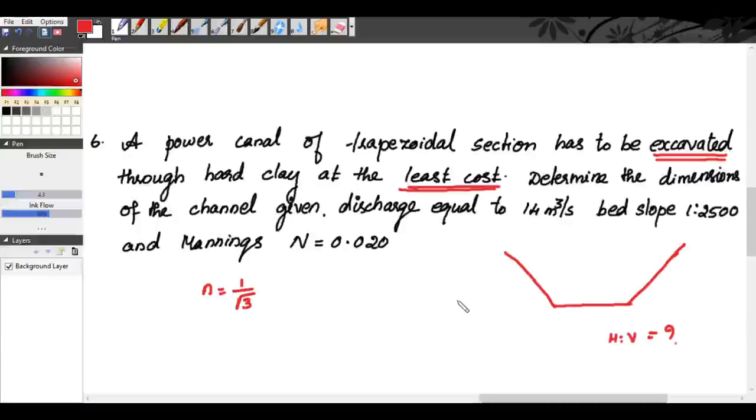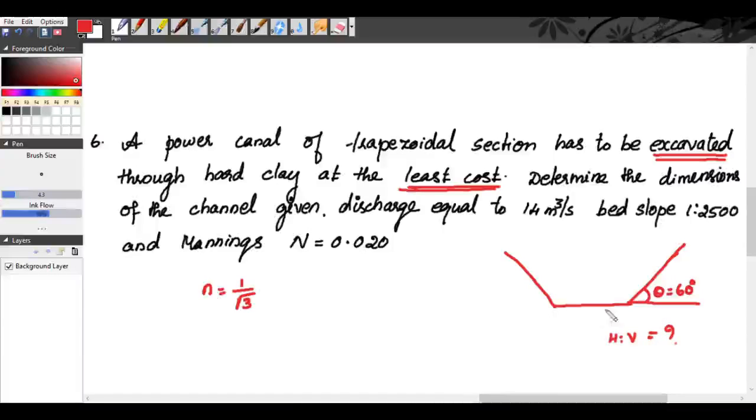So I didn't give you this value in the previous class. See, the condition is this theta will be equal to 60 degree.